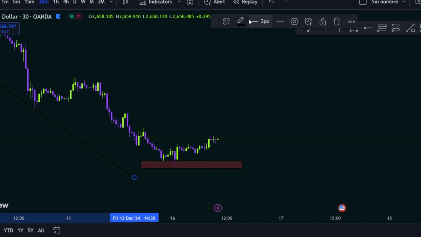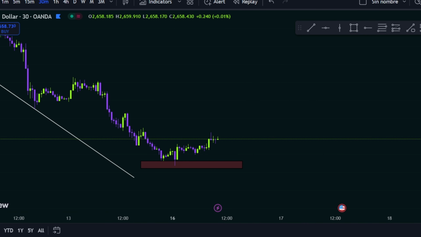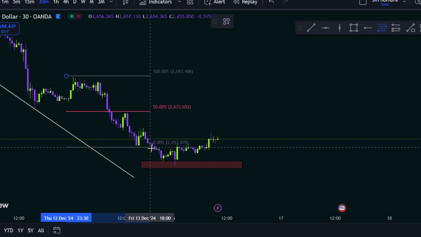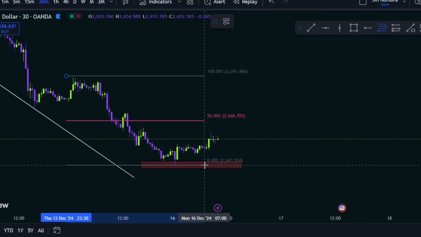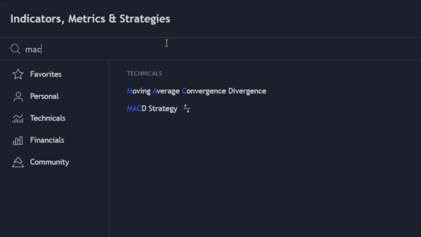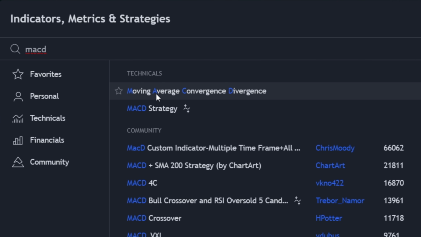Use TradingView's tools to analyze market trends like a pro, draw trend lines, plot Fibonacci retracements, and use indicators like RSI or MACD. The platform's flexibility allows you to customize your analysis for any trading style.